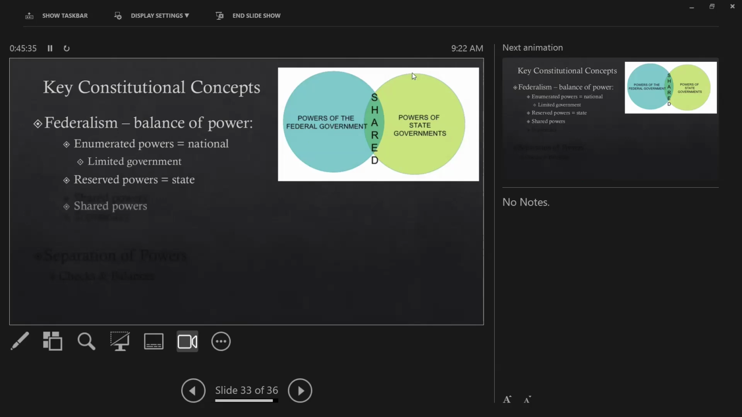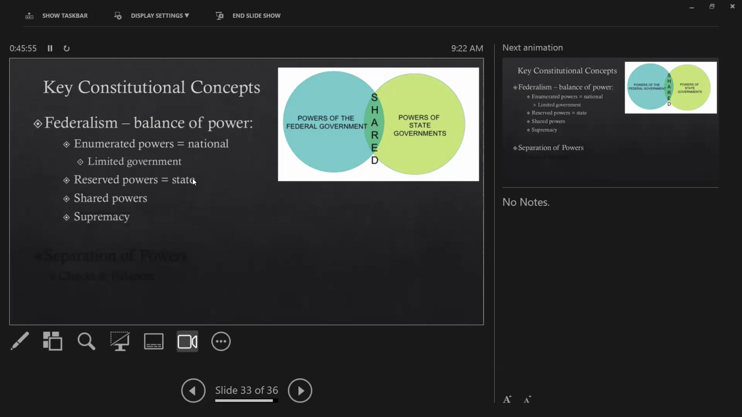You can see in the middle, this is like a Venn diagram. So there are two circles, but they overlap a bit. So there are some powers that both the national government and the state governments have concurrently. They share those powers. And we'll look at those more closely in our next lesson.